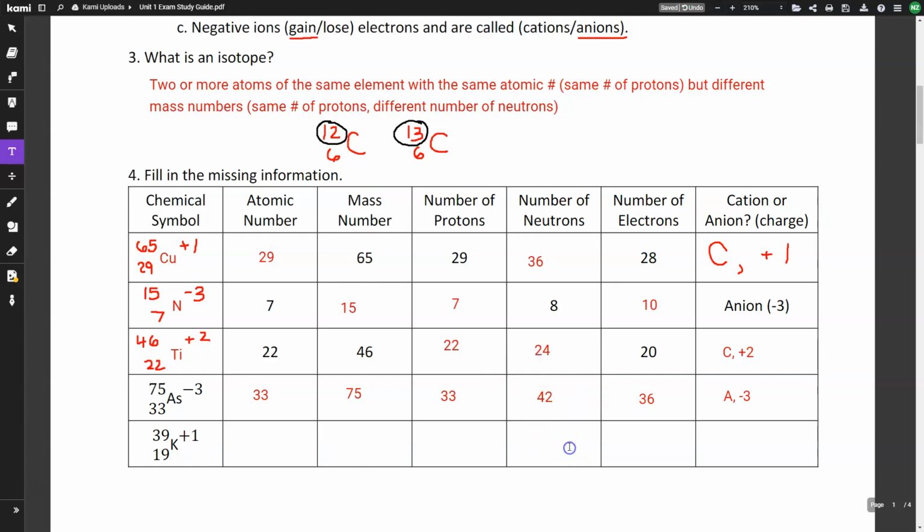All right, down here, 19 will be our atomic number, which is equal to the number of protons. It tells us our charge is +1, so that'll be a cation because it's positive.